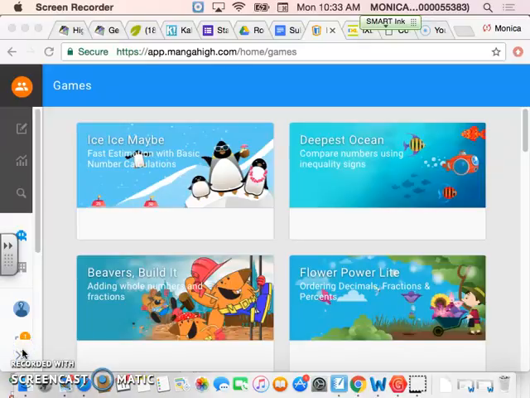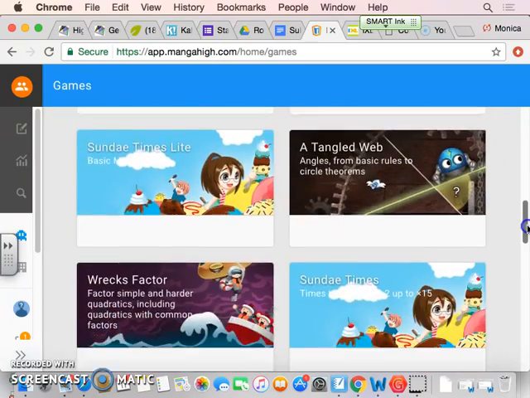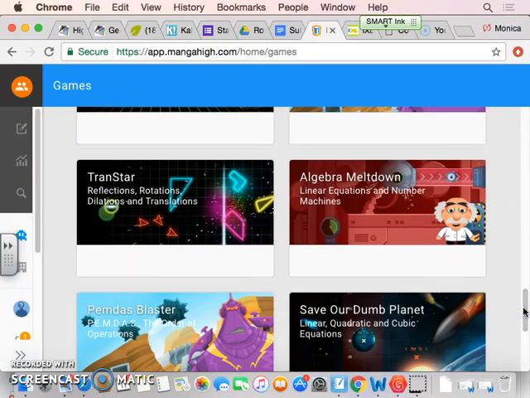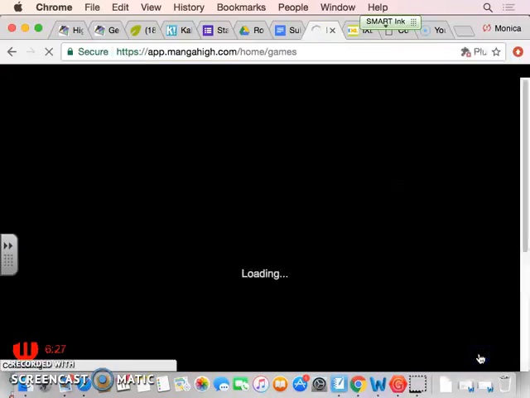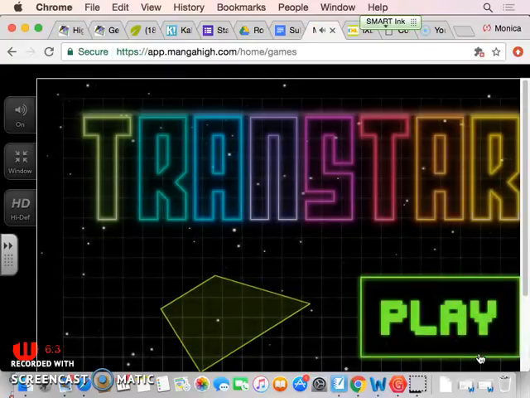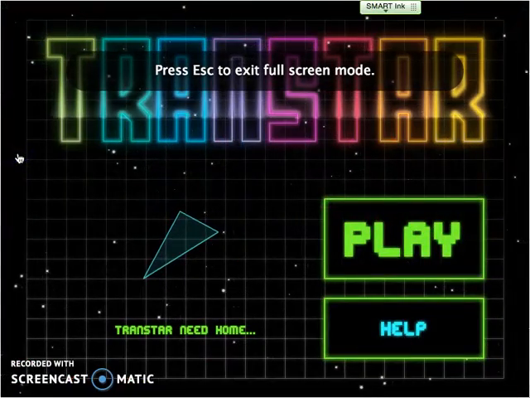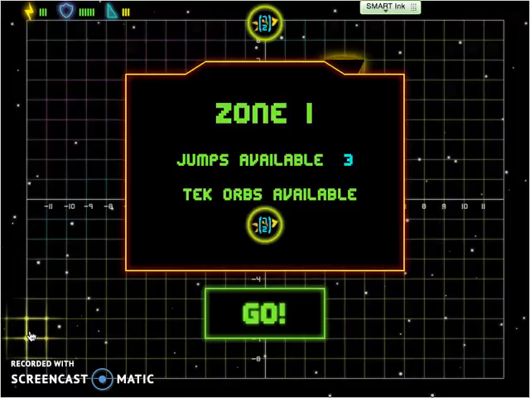You've typed in Manga High Transstar into your browser, and the game is this right here. So we're going to review all the basics. Hit the play button. If you get that little thing that says Adobe Flash, just click on it and it should work. I'm going to go full screen so you can see. So this is kind of a challenging game, but I know you can do it.